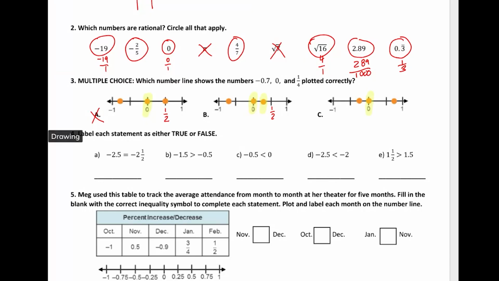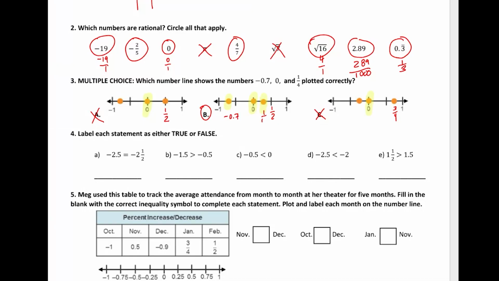And for the last one, for C here, we've got a point halfway between 1/2 and 1. That's going to be at 3/4. So yeah, it's not going to be C. So really, we can already say that it's B here, but just to make sure, we've got negative 0.7, and negative 0.7 is going to be in between negative 0.5 and negative 1. So we see that right here. That's going to be our negative 0.7.